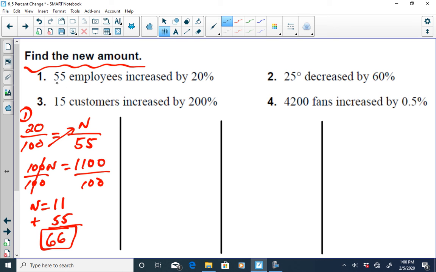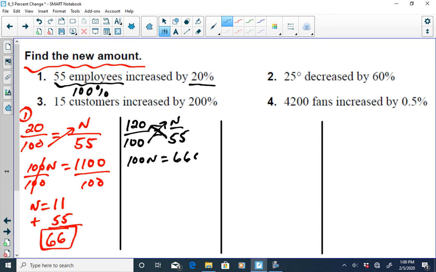Now, where did I get 120% from? Well, the 55 employees represents 100%, and then we're adding the 20%. So we want to know, well, what is 120%? So I put 120 over 100, and I still have my n over 55. So if we do this problem in one step, find our cross products, we get 100n. It's going to be equal to 6600. And when we divide both sides by 100, we wind up with n is going to be equal to 66.